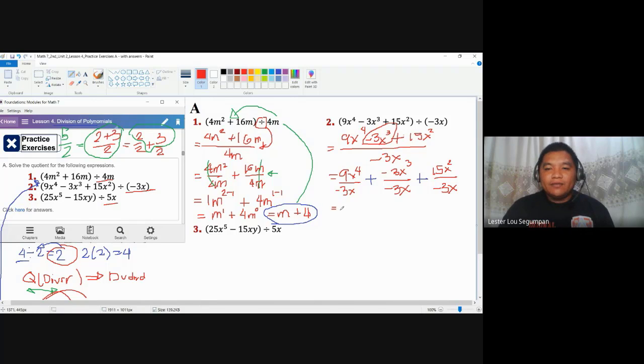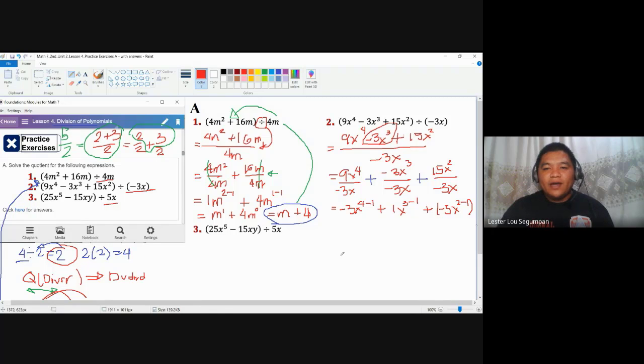9 divided by negative 3 is negative 3, and then you have x to the 4 minus 1. And then you have the next one, plus, you're using the operator addition here. You have negative 3 divided by negative 3 is positive 1. And then you have x to the 3 minus 1. And then finally, you have plus 15 divided by negative 3 is negative 5. And then you have x to the 2 minus 1 using the division law of exponents.